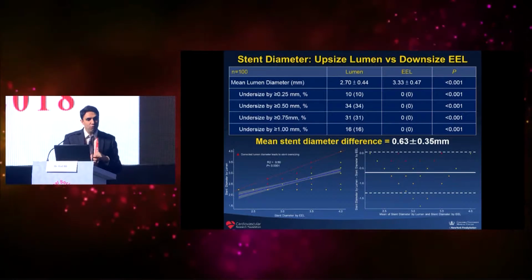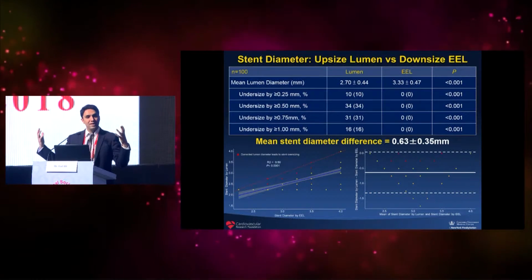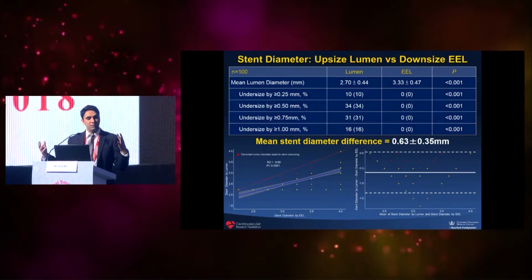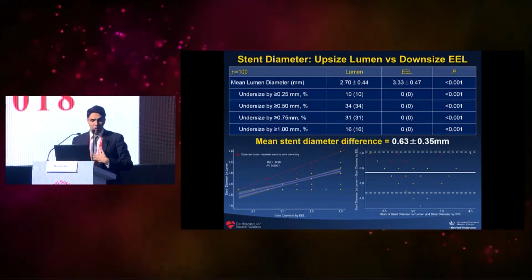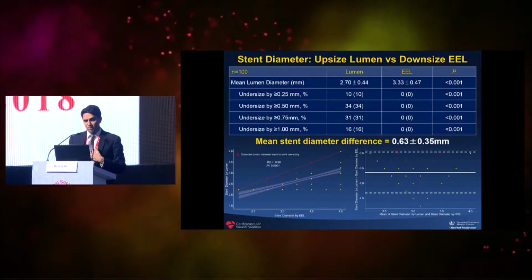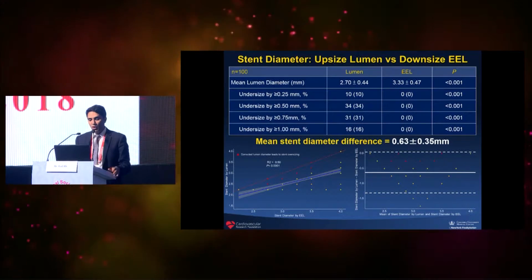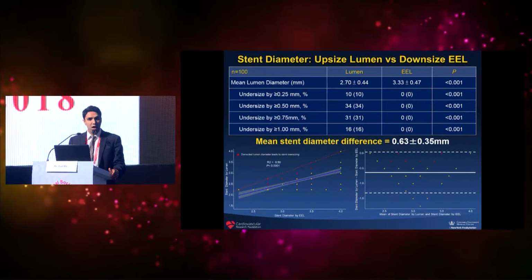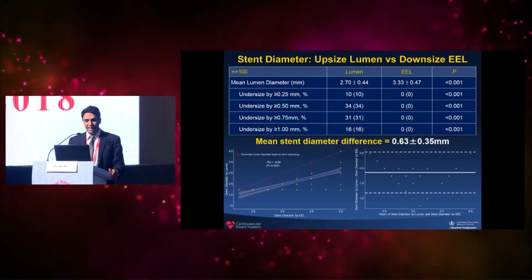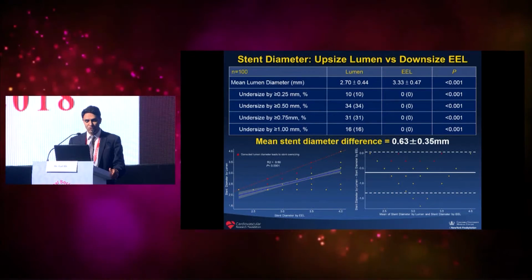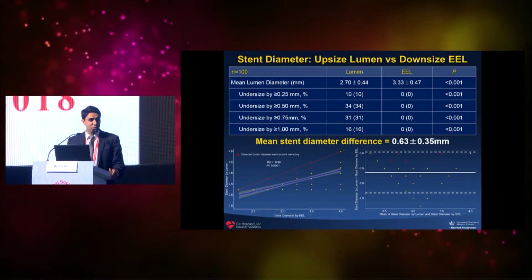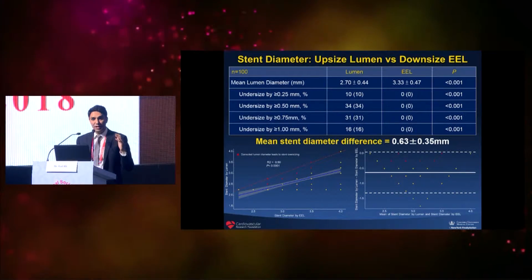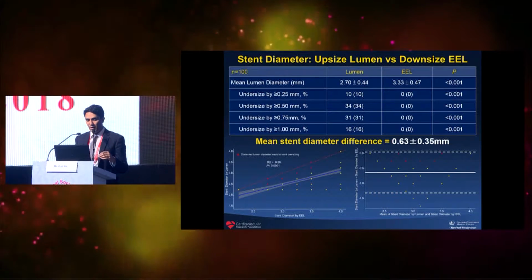You may ask yourself, well, I can just use the lumen and upsize the stent. Why do I have to use the media? This is work performed from our institution, Columbia University Medical Center and St. Francis Hospital, where you can see that the mean difference if you choose the lumen and upsize your stent versus the media or EEL and downsize your stent is 0.63 millimeters in diameter. This is a huge difference in terms of your stent area.